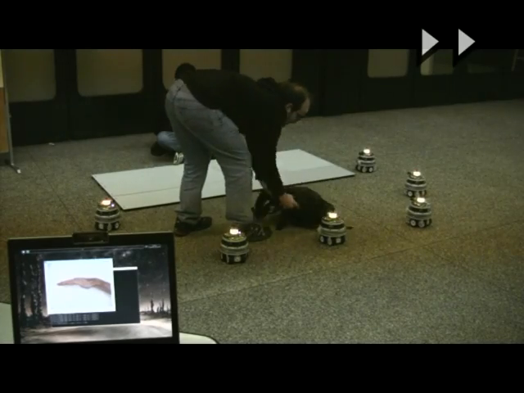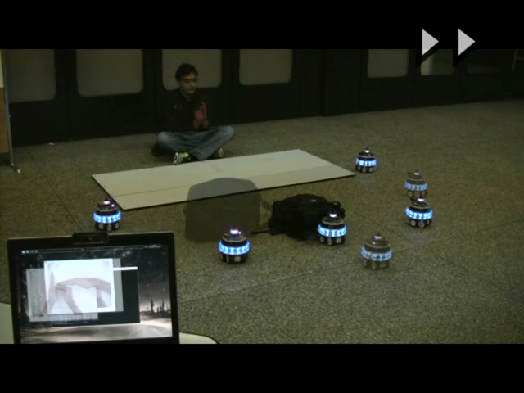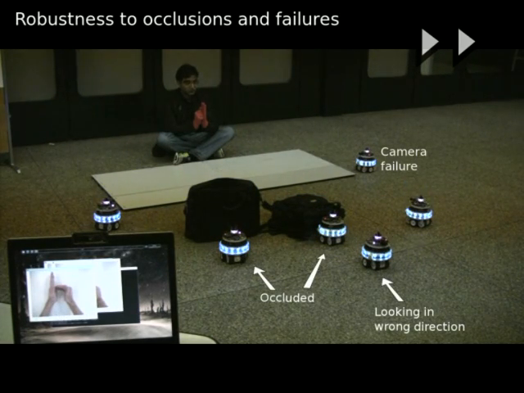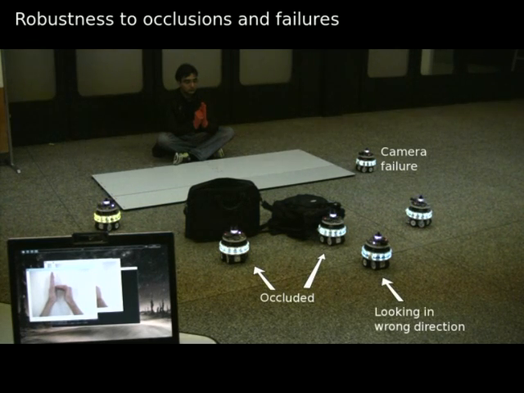The system is robust to occlusions and failures. Robots which are unable to see the hand do not contribute to opinions, but participate in message relaying and consensus building.